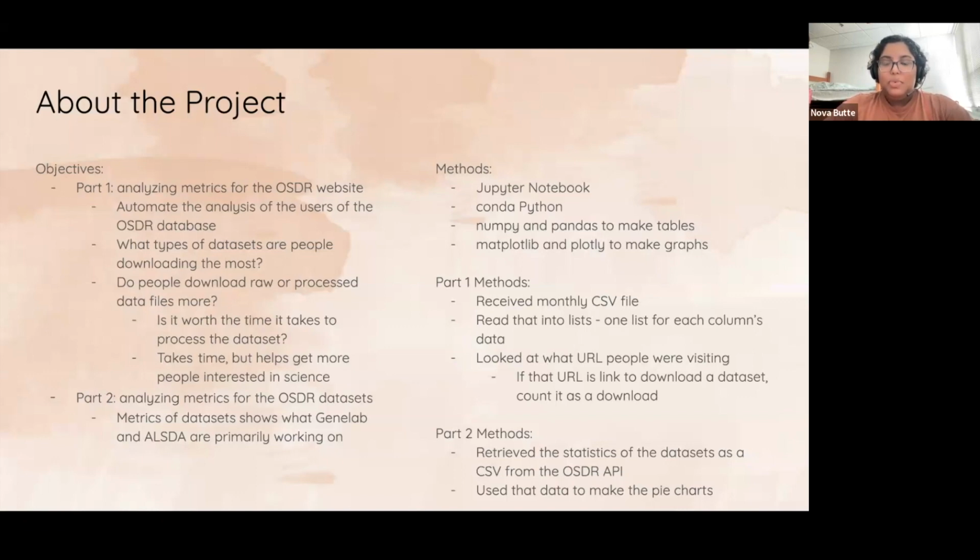I used Jupyter Notebook and Conda Python to do this. I used NumPy and Pandas to organize the data, and then I used Matplotlib and Plotly to make the graphs.